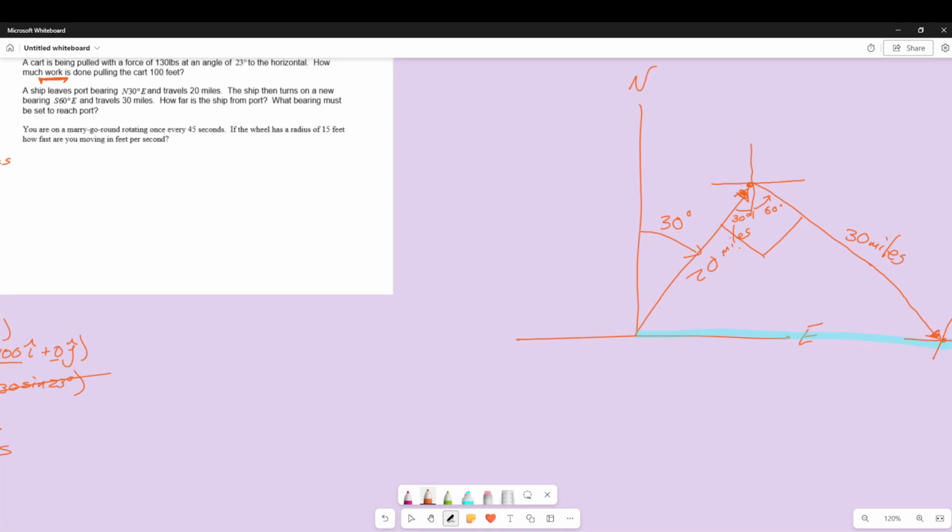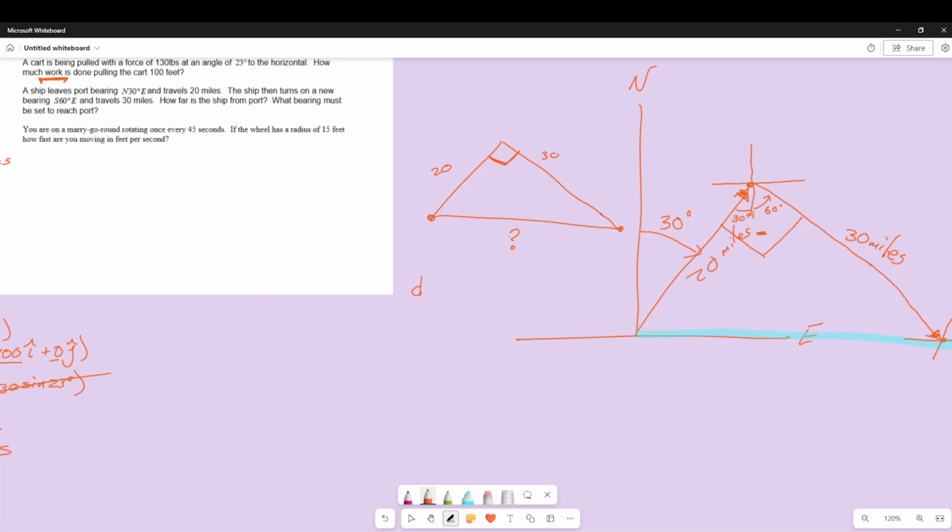Because if this angle wasn't 90 degrees, then we'd need law of cosines to deal with that. But because that's 90 degrees, we just have a 20 mile and a 30 mile, and we want to know how far is this? And because that's a right angle, we don't need law of cosines. We can just use the normal Pythagorean theorem.